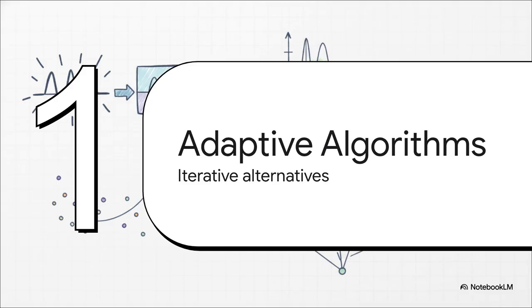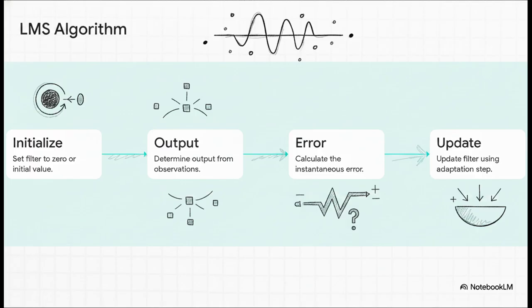These are the street-smart, iterative alternatives to our matrix problem. Instead of trying to calculate the entire perfect matrix inversion in one giant leap, adaptive algorithms use a really clever concept called stochastic gradient descent. Imagine you are totally blindfolded on a mountain, and you want to find the lowest point in the valley.